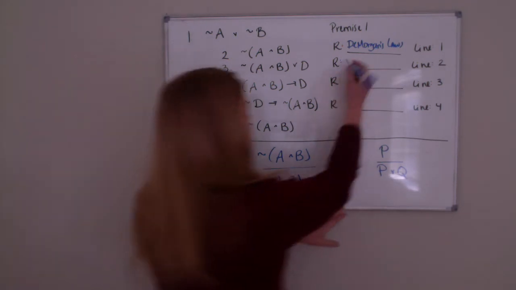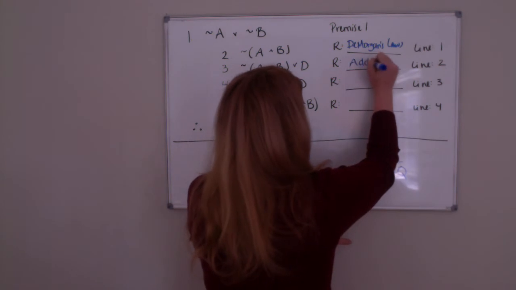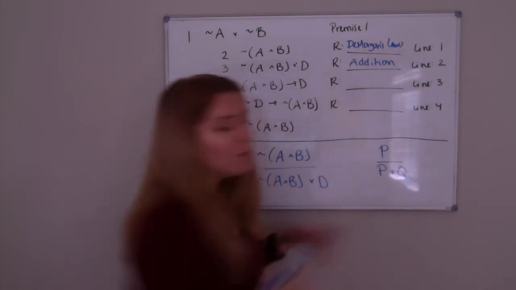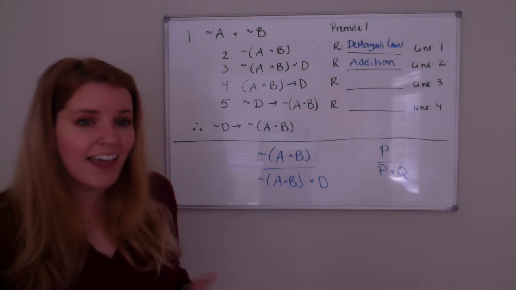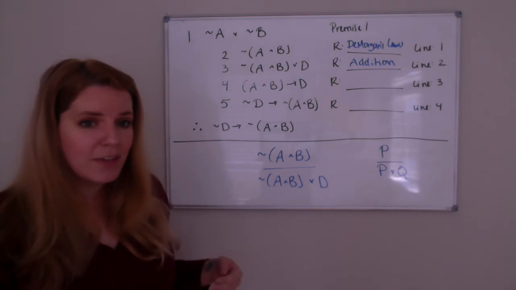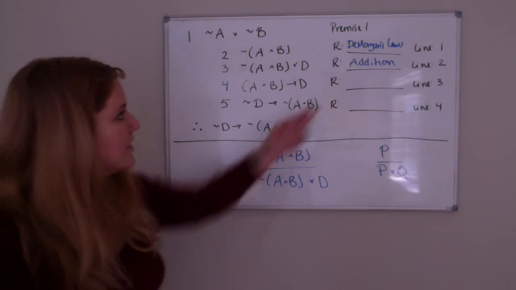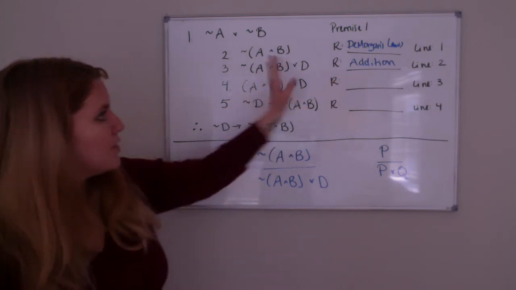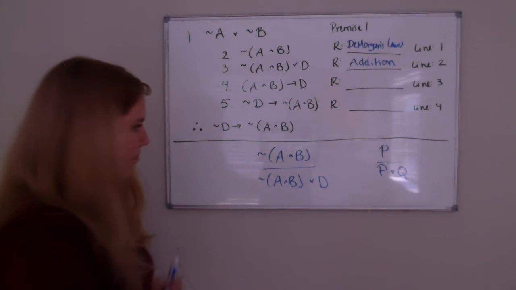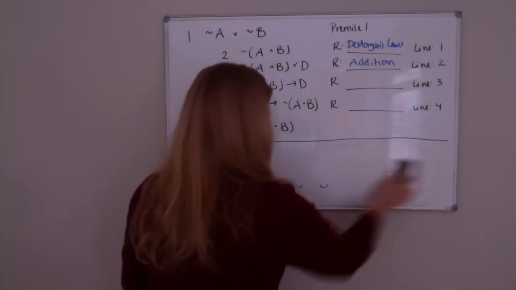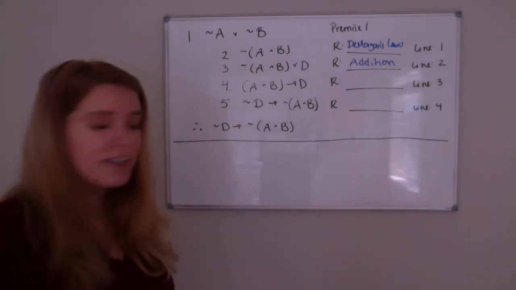Okay, so this rule again is addition. Addition says if we know that one claim is true, then we know that any disjunction with that claim and any other claim is also true. So addition lets us say we knew that this is true, so we can just throw something else in there like D. And that's what we did. We just added D.